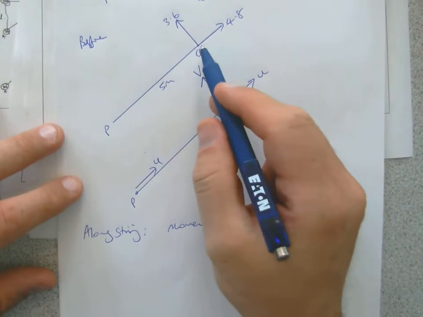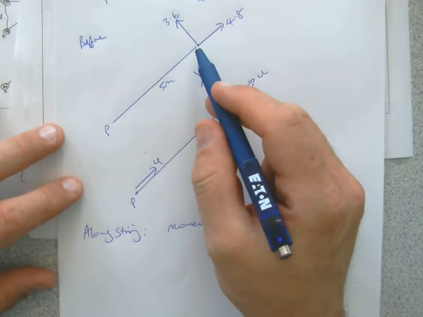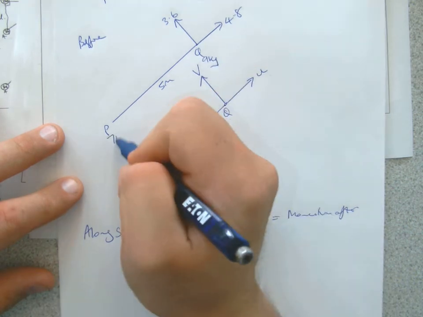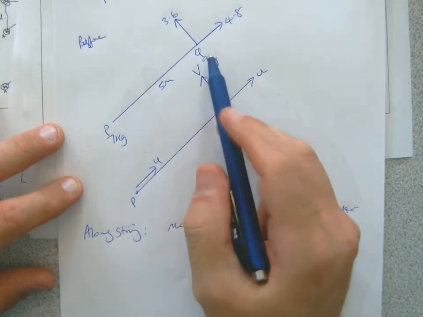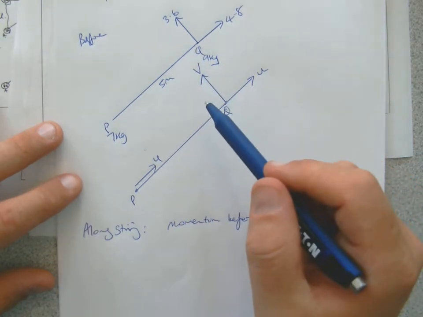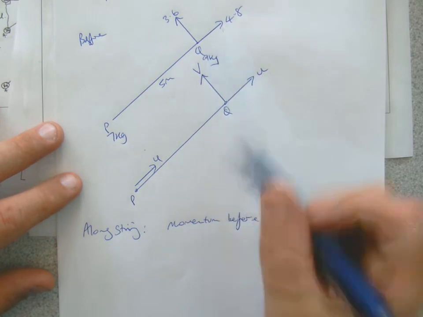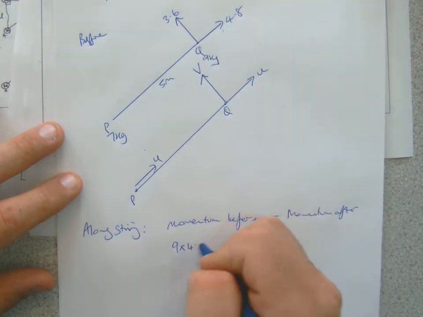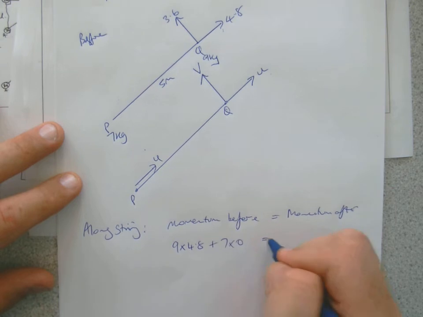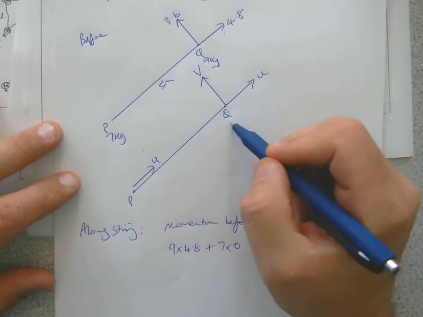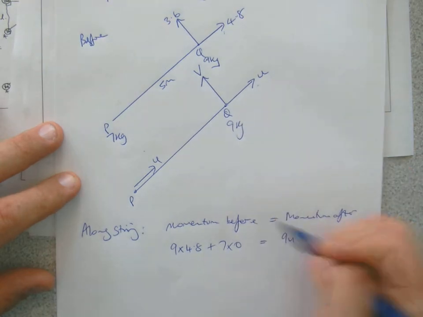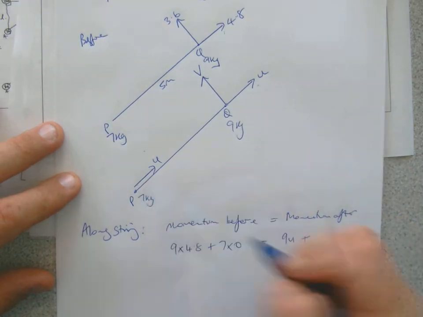So we've got the momentum here of Q, right? Which is what was Q? Was that 9 kilograms, and P was 7 kilograms. That's right. So along the string, momentum before then is going to equal 9 times 4.8, and of course that's 0, isn't it? Because it's plus 7 times 0, isn't it? Equals then momentum after, well, it'll be 9 times U plus then 7 times U.